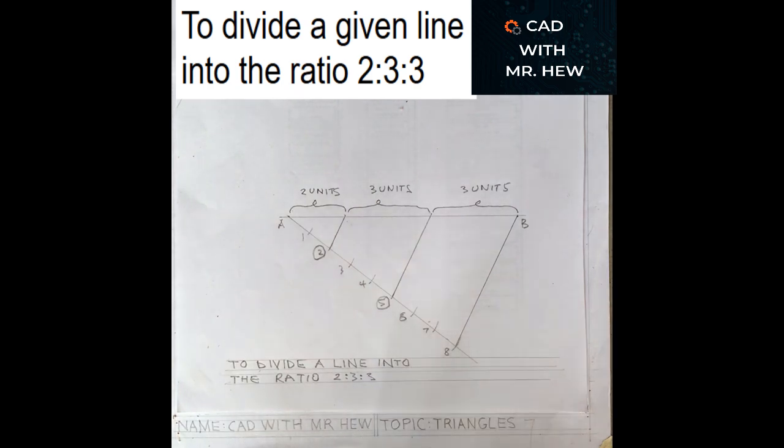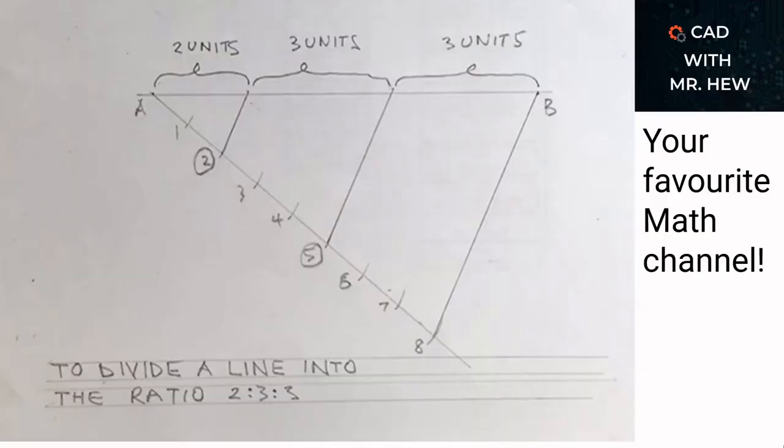So good job if you follow. We have come to the end of today's video. In today's video, we looked at how to divide a given line into the ratio 2, 3, 3. In the next video, we will be looking at how to construct a similar triangle to a given triangle but with a different perimeter.